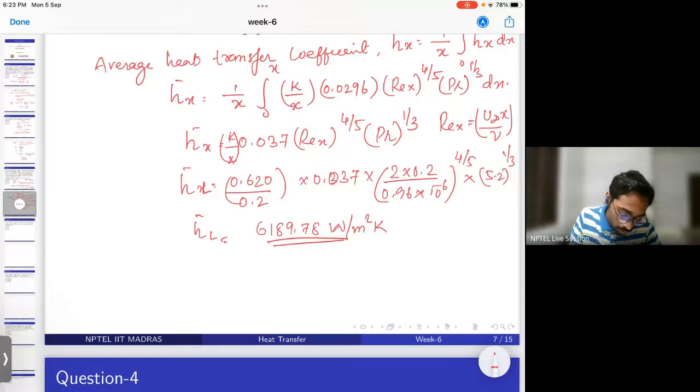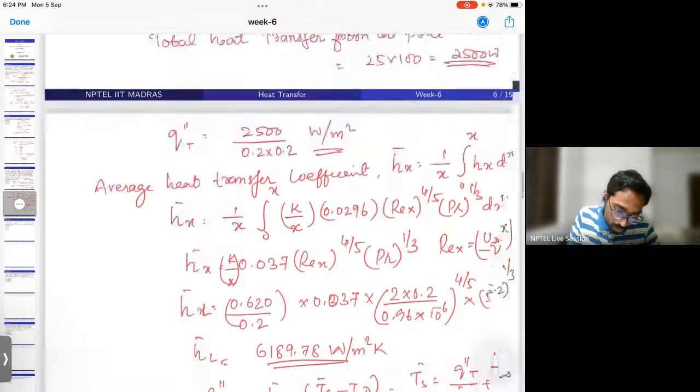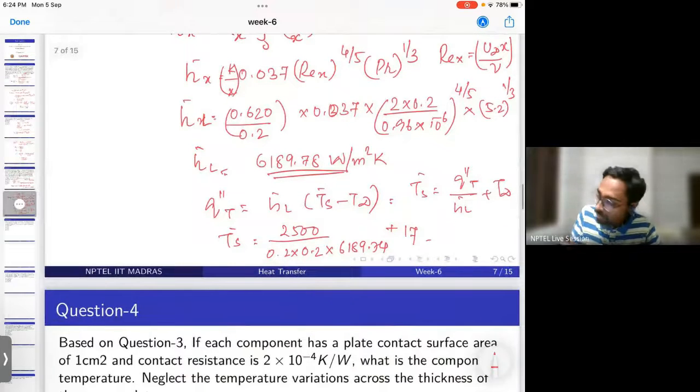So now we know the heat flux Q double dot, we know h bar L, we know Ts bar, the average surface temperature, minus T infinity. So we can find out Ts bar is equal to Q double dot by h bar L plus T infinity. Which will come out to be Ts bar equal to 2500 divided by 0.2 into 0.2 into 6189.74, plus what is T infinity? It's 17. So the answer comes out to be around 27.1 degrees Celsius.